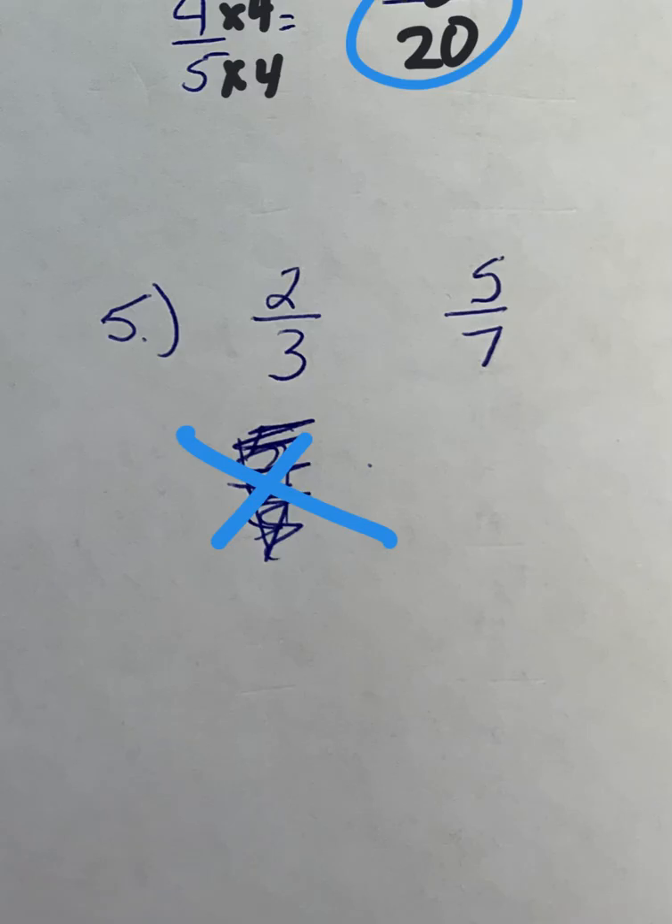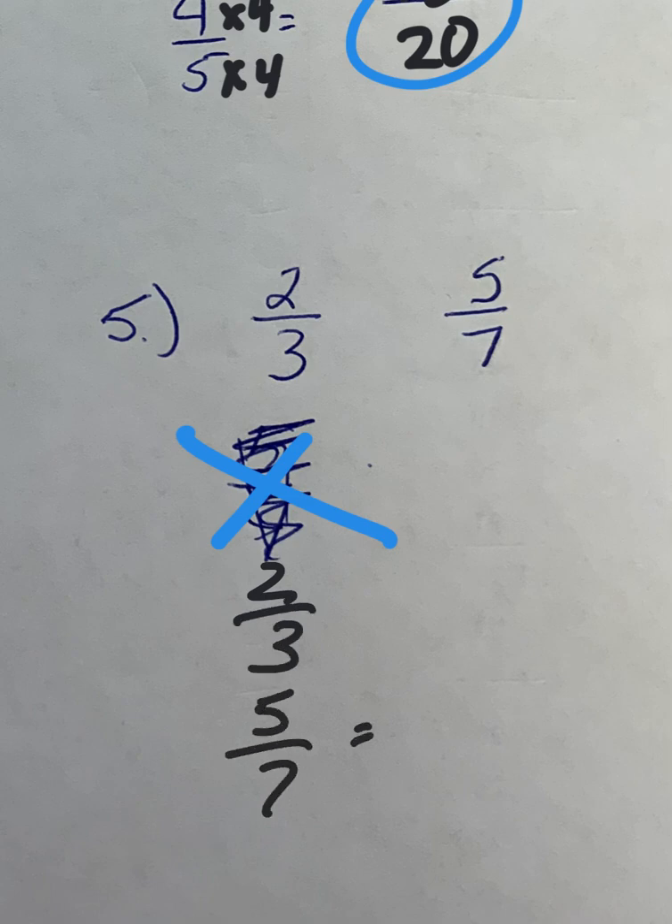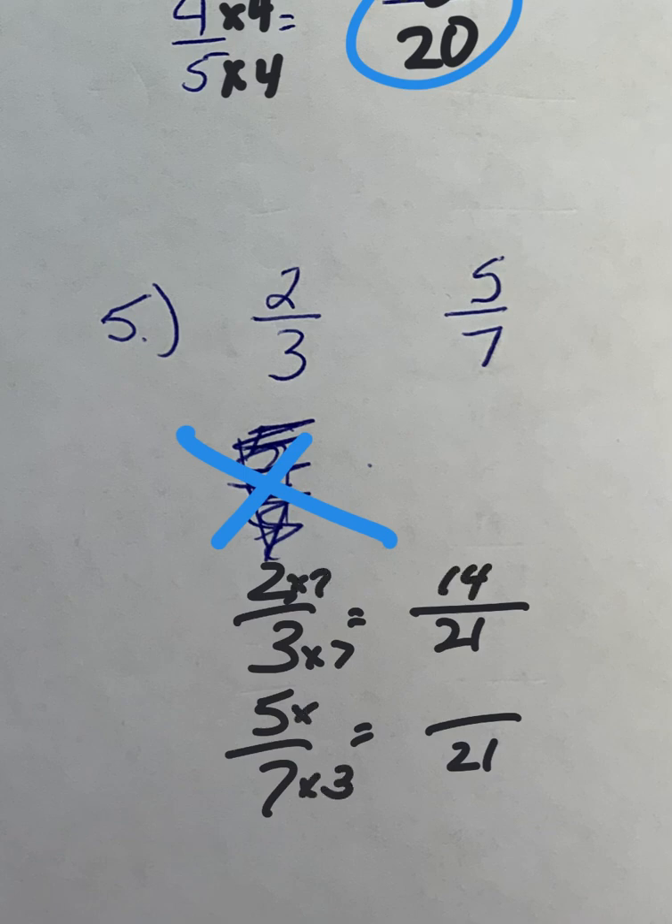And this one I need to write my own. I'm going to go down below here to write it. We use 21 as a common denominator because both 7 and 3 go into 21. And 15/21 is greater, so it shows that 5/7 is greater.